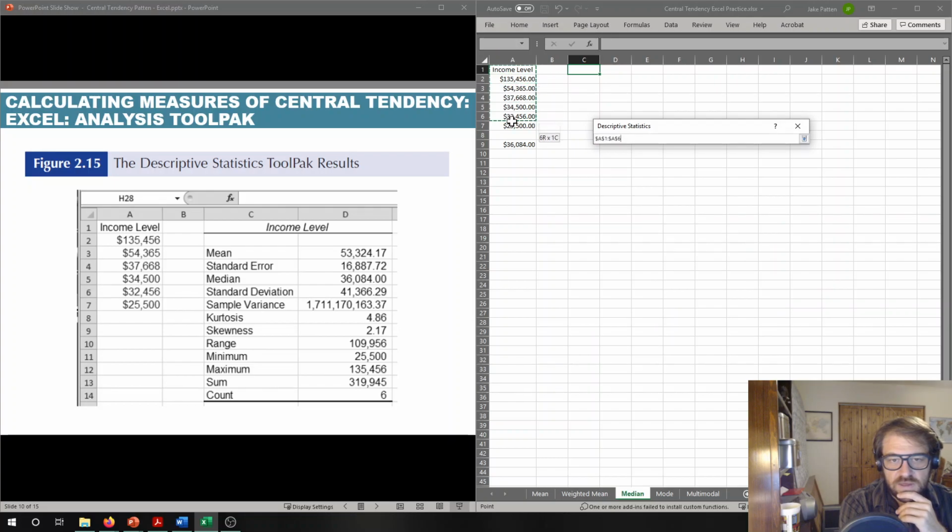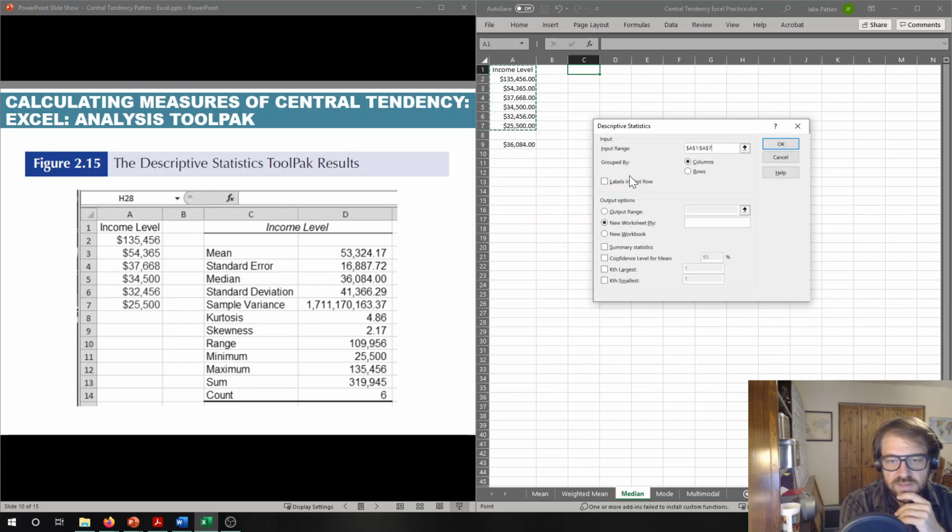We can actually highlight A1 through A7 and then tell it that we have labels in the first row. This way it'll put labels on our output. And then you have different options for output. You can put it into a new worksheet, and you can call it something like income data. This would open up a whole new worksheet, another one of these little tabs down here. I don't really want that.